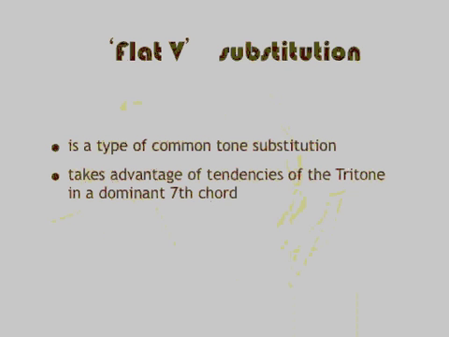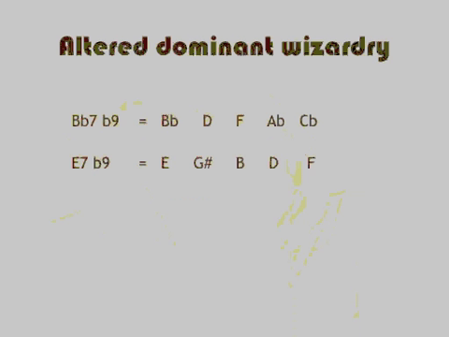All right, flat 5 substitution is a specific type of common tone substitution which is based on dominant 7th chords, and it takes advantage of the way a tritone wants to resolve. So let's take a look at this example here. I've got a B flat dominant 7 with a flat 9, and it has the notes B flat, D, F, A flat, C flat. And then underneath that I've written the chord a tritone away. That's the same type of chord. So it's an E7 flat 9, which has the notes E, G sharp, B, D, and F.